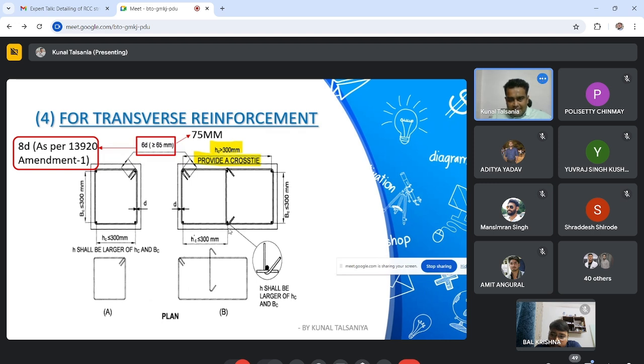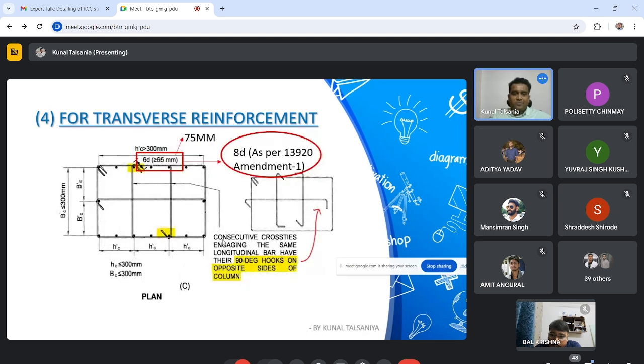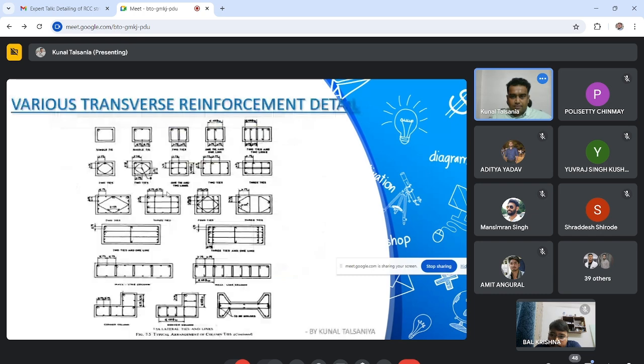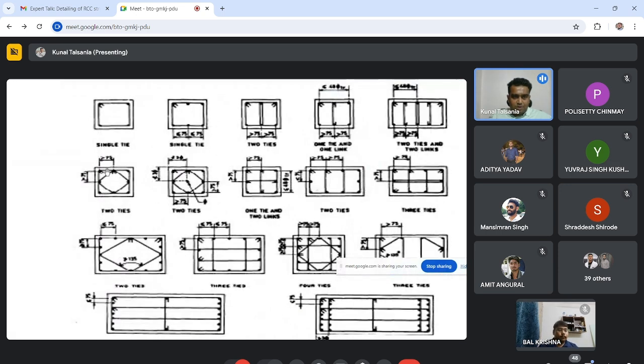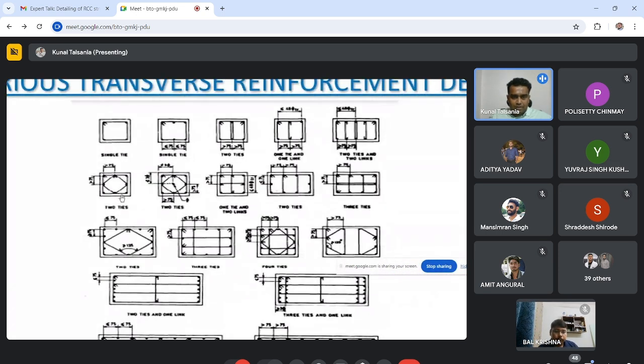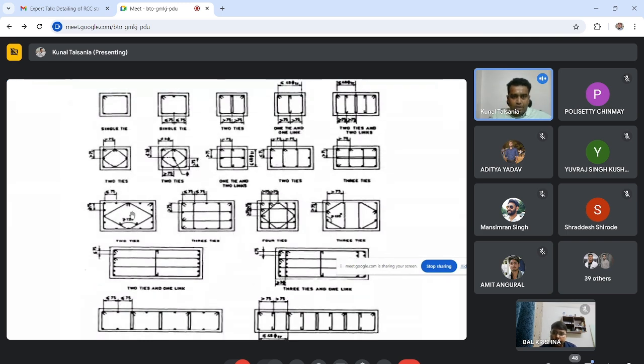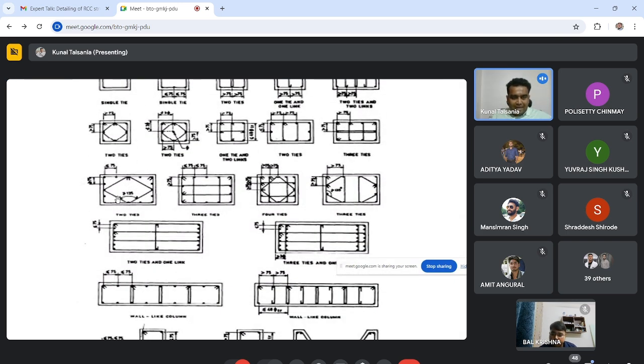Okay, the distance between two longitudinal steel bars should be less than or equal to 300 mm. You have to ensure that the distance between two longitudinal bars is less than 300 mm. Okay, this is the same. These are the various types of transverse reinforcement details which are mentioned in SP34. Okay, so what does it mean? Just a minute, I will explain quickly.